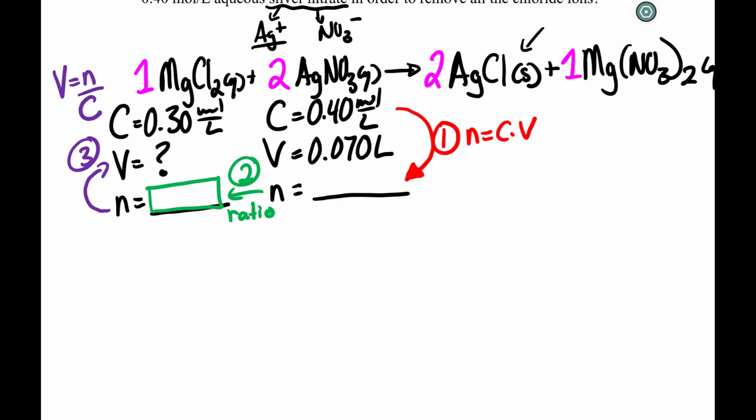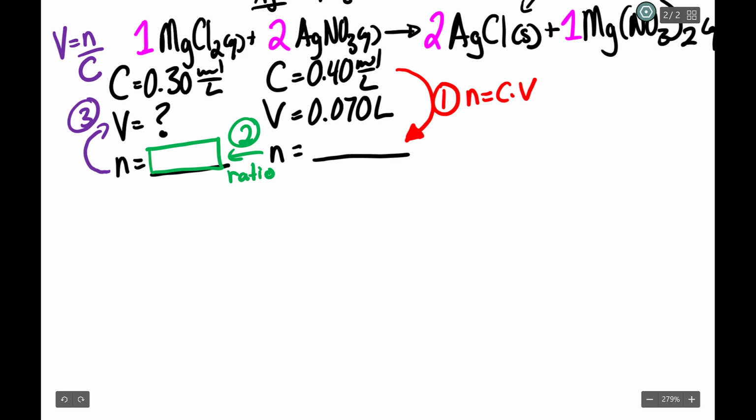So let's begin the process, and I'm going to do it simultaneously, doing both unit analysis as well as using an equation. So starting over here, what unit am I going to start with? I'm going to start with liters because I always want to start with the unit that has a single unit when I do unit analysis. So 0.070 liters times, for every 1 liter there is 0.40 moles of AgNO3.